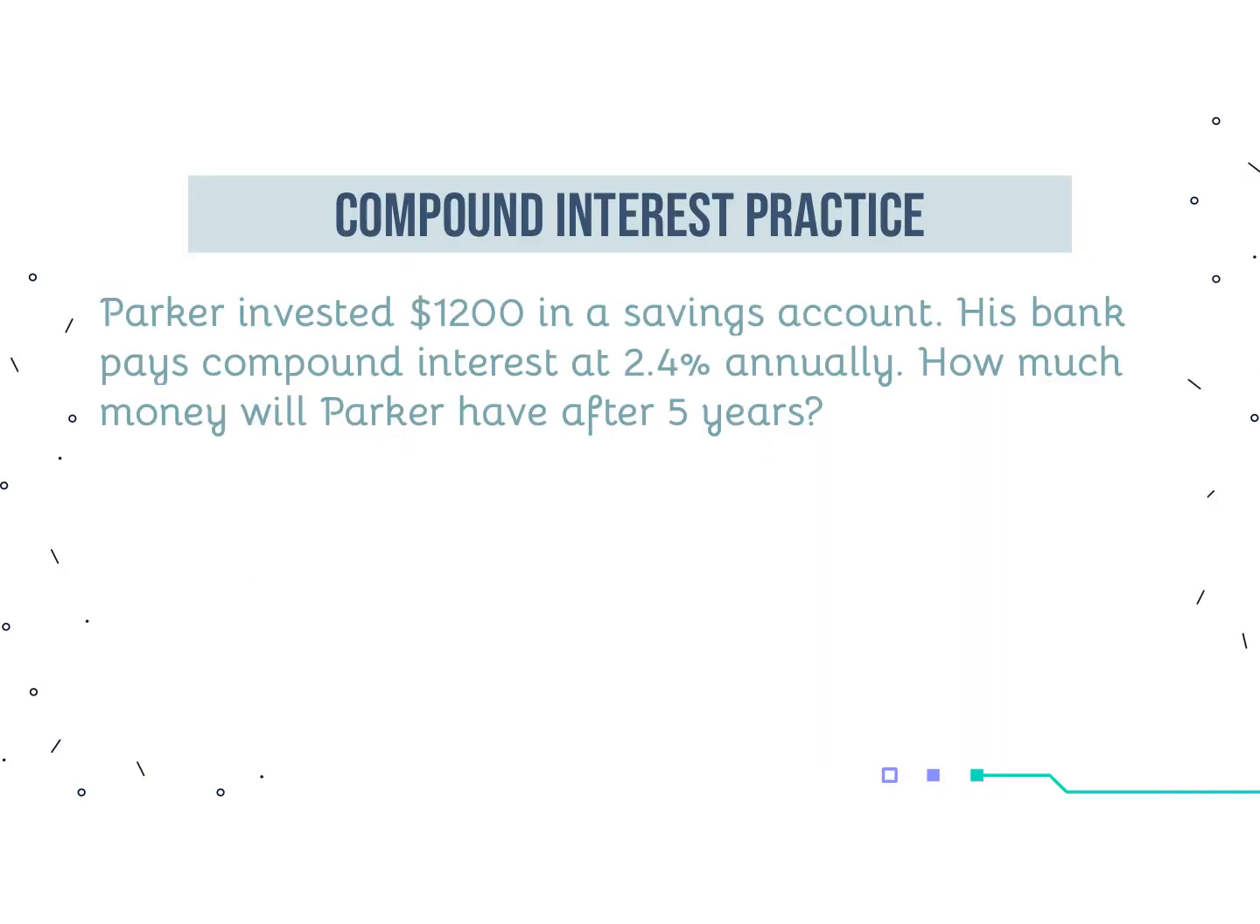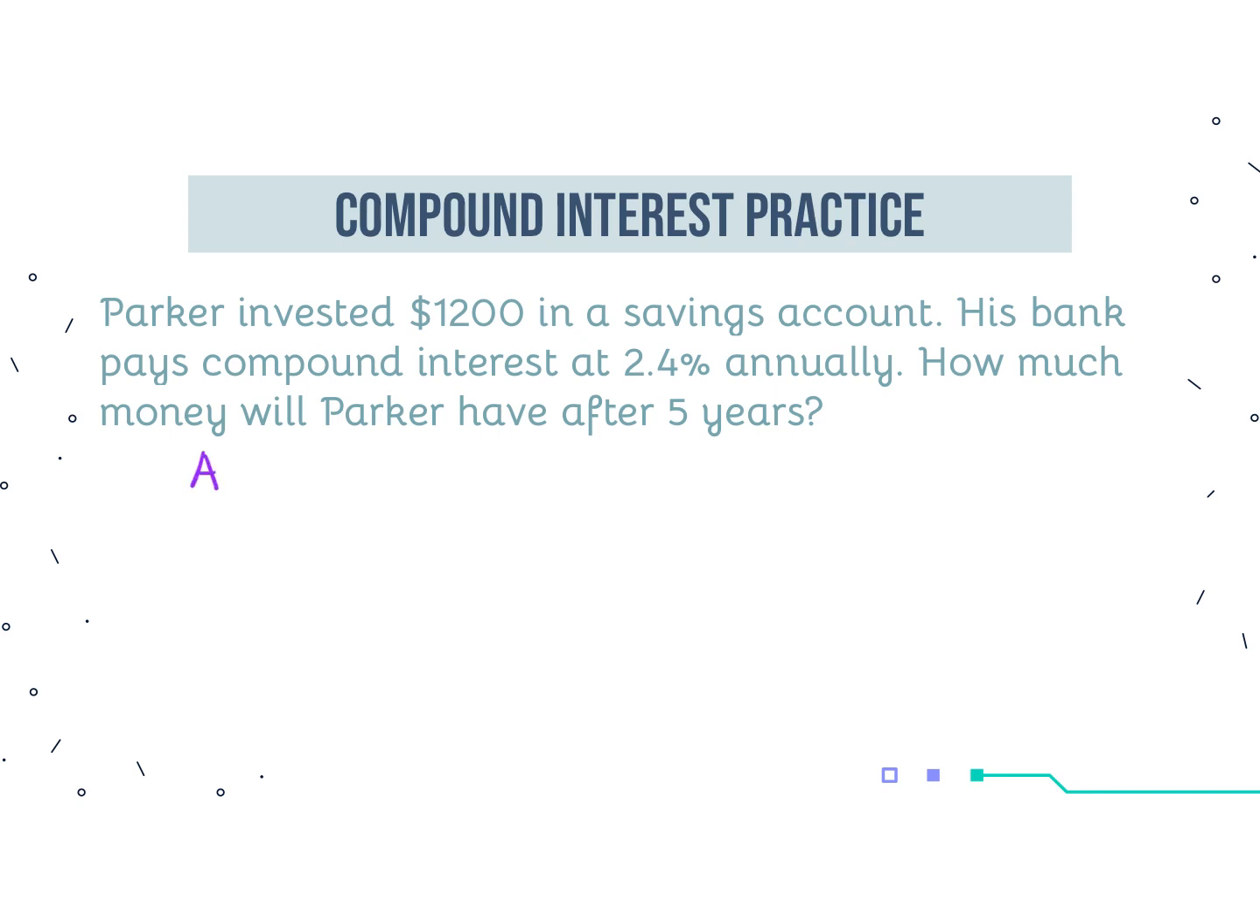All right, so let's put it in a word problem. Parker invested $1,200 in a savings account. His bank pays compound interest at 2.4% annually. How much money will Parker have after 5 years? So let's write our formula down.